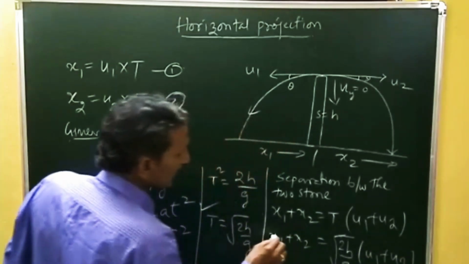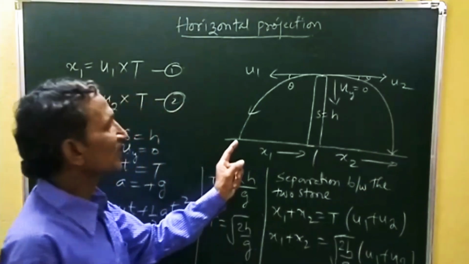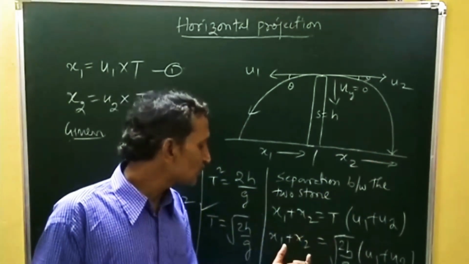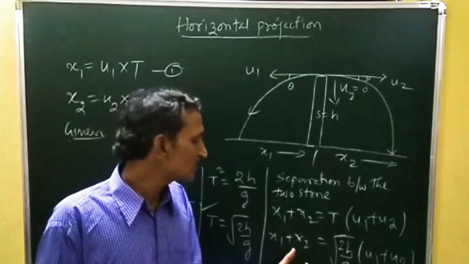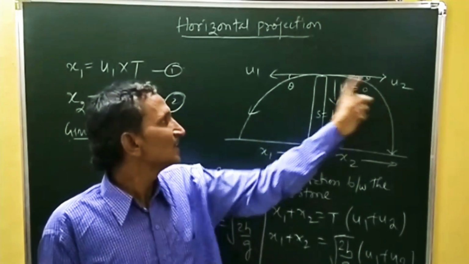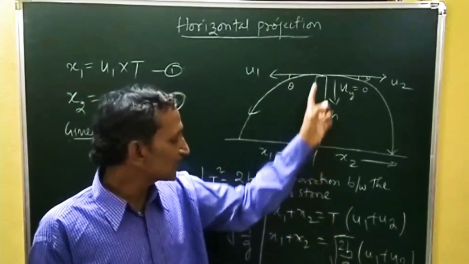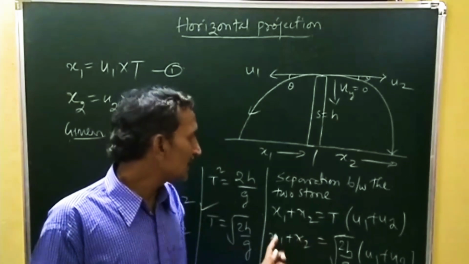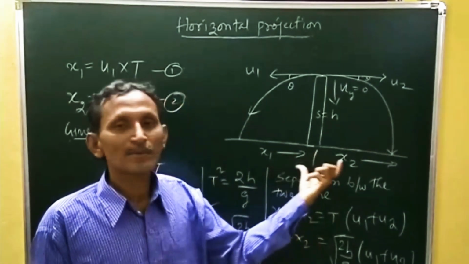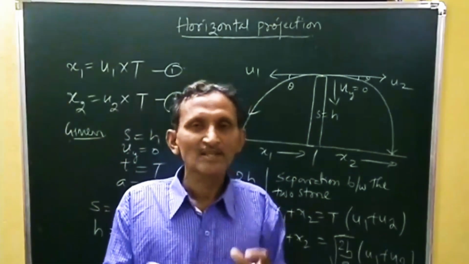This formula will help you know the separation of the two stones, that is, how far one stone is separated from the other. If you know the horizontal velocities on either side and the height of the tower, you can easily calculate the separation of the two stones. So this formula will help you calculate the separation of the two stones.